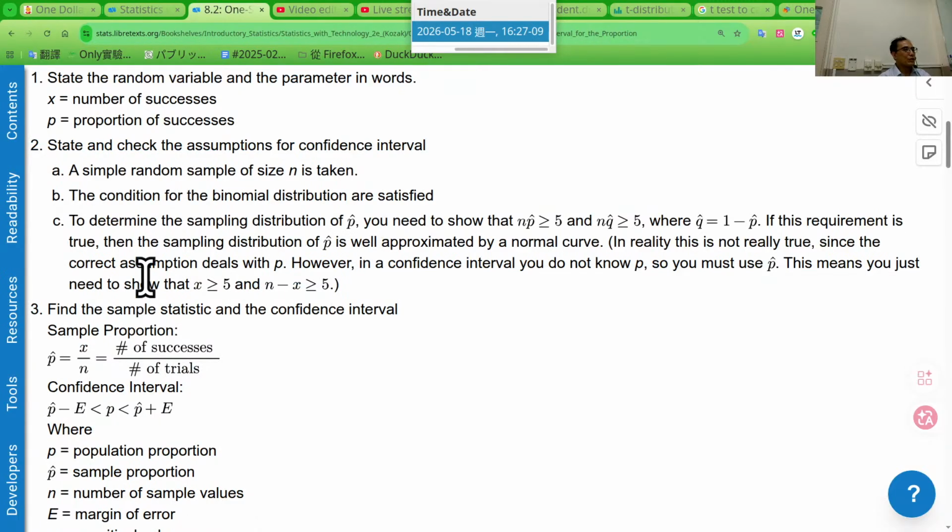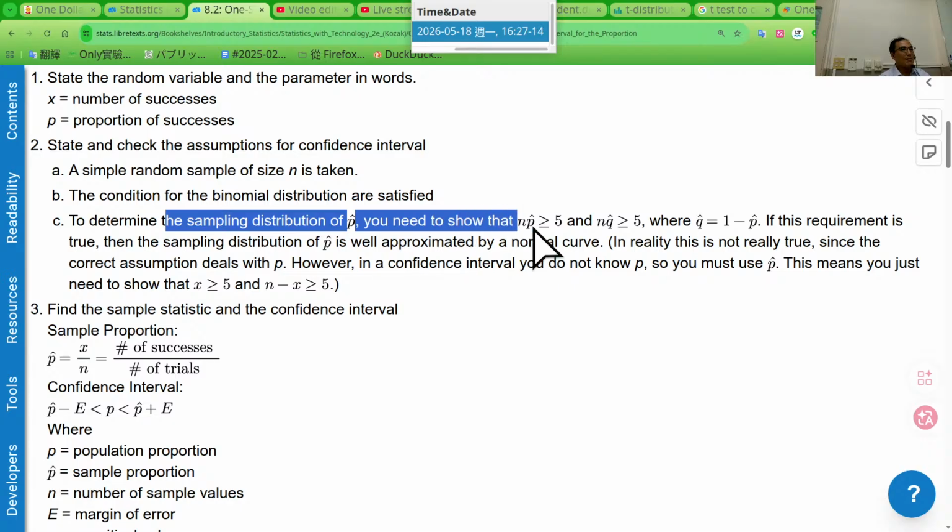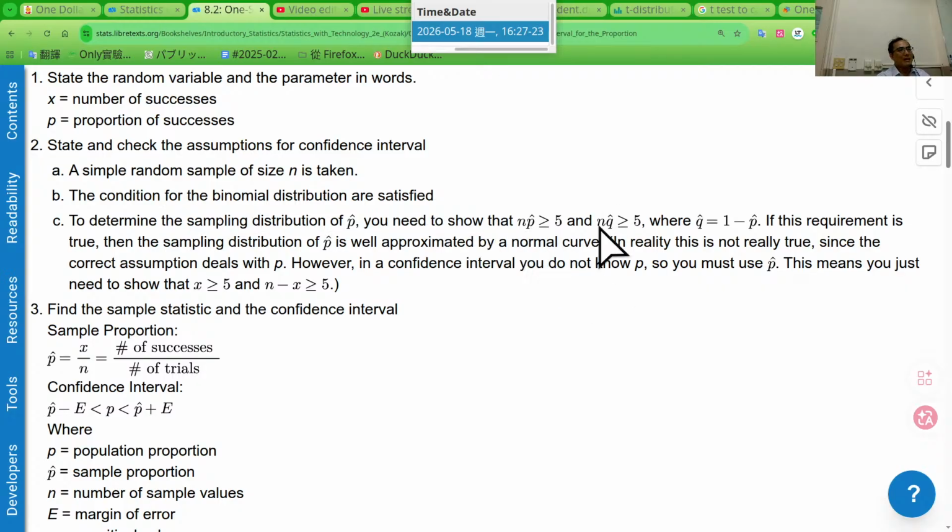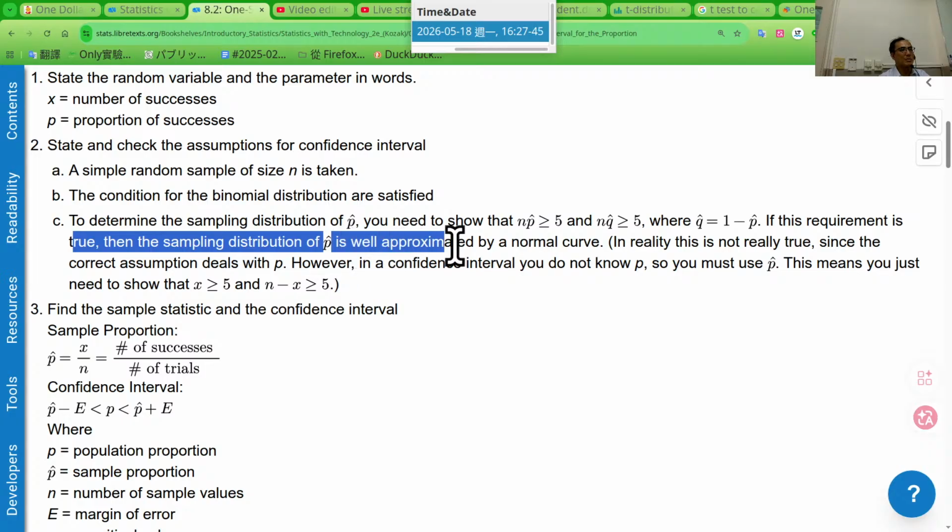Then to determine the sampling distribution of p hat, you need to show n times p hat is greater than or equal to 5, and n times q hat is greater than or equal to 5, where q hat is equal to 1 minus p hat. You can check chapter 7.2, where we learned the concept. If this requirement is true, then the sampling distribution of p hat is well approximated by a normal curve.